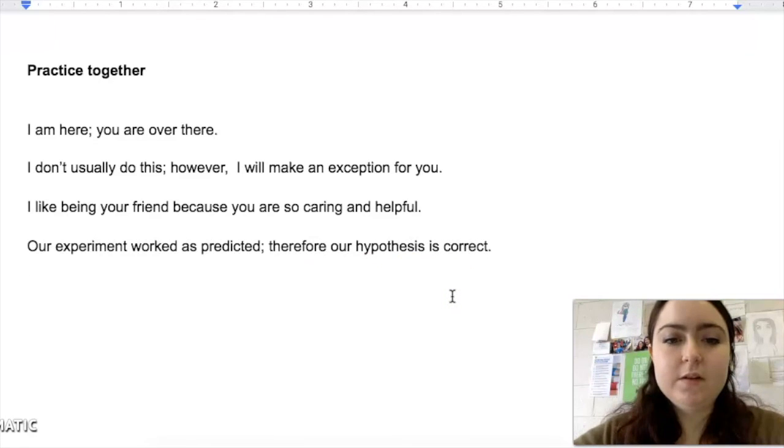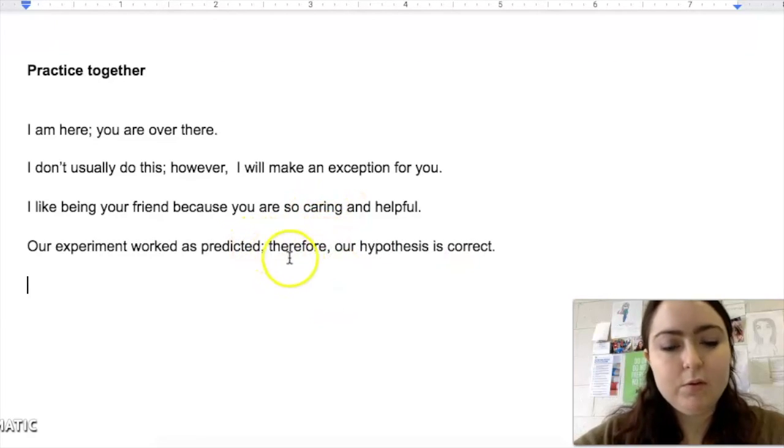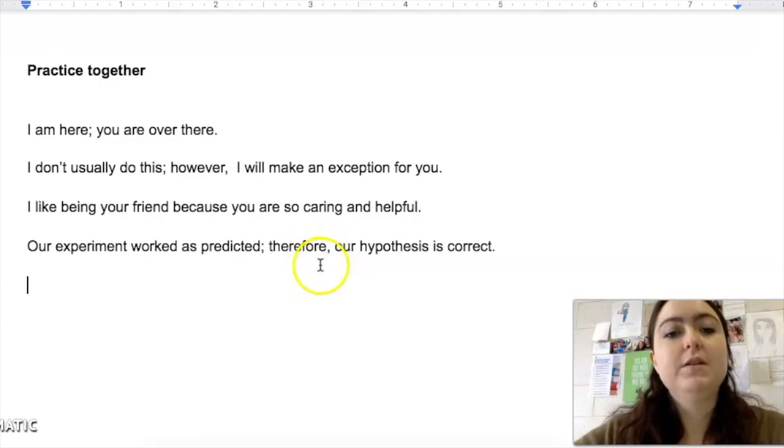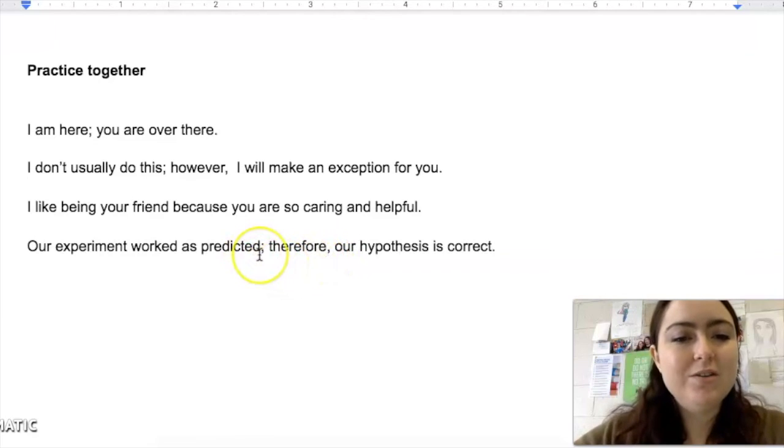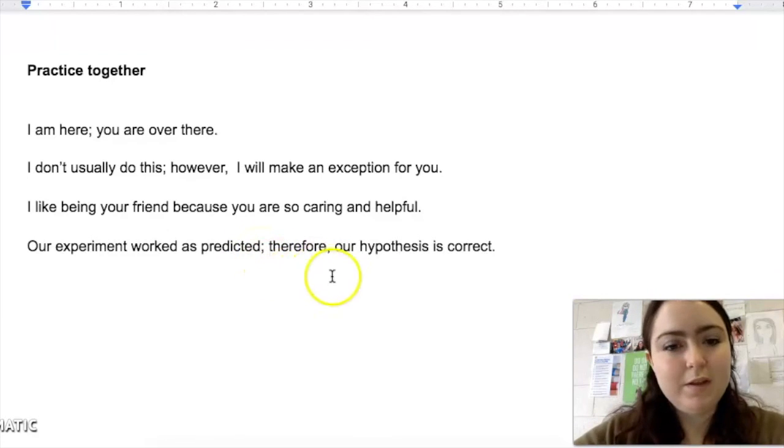Alright, can I just leave this how it is? No. The pattern every time, semicolon, however, comma, or semicolon, therefore, comma. Just remember that every time.